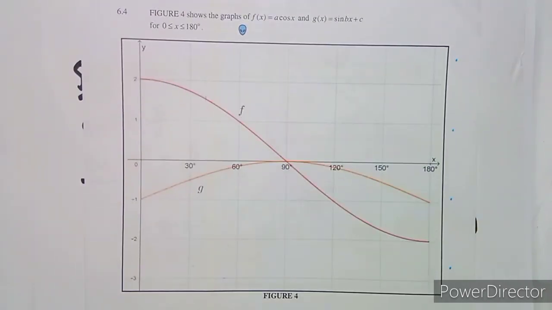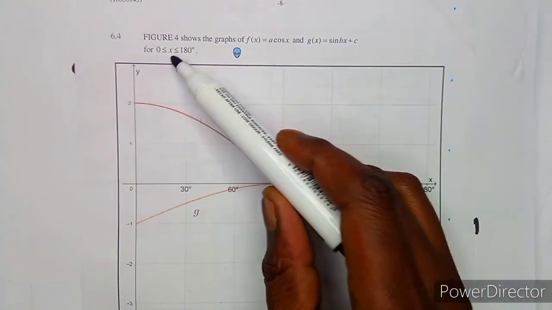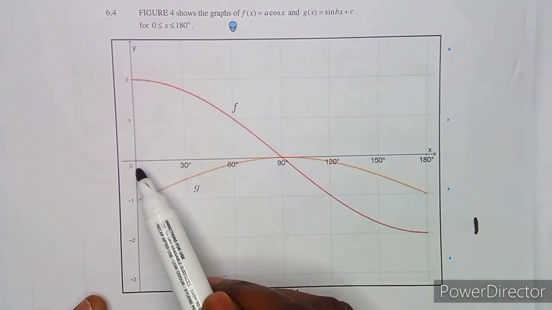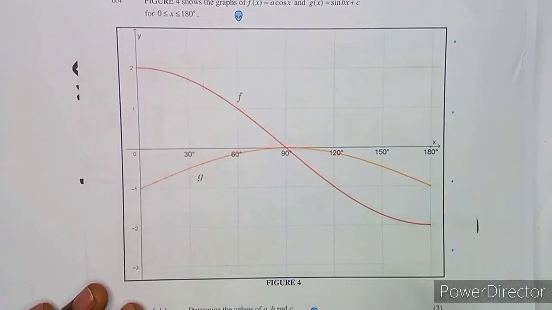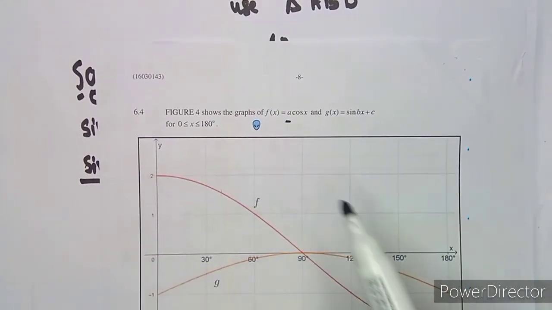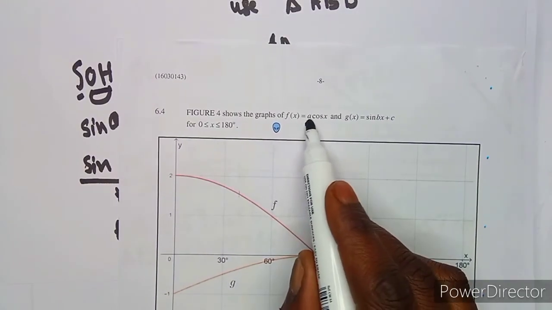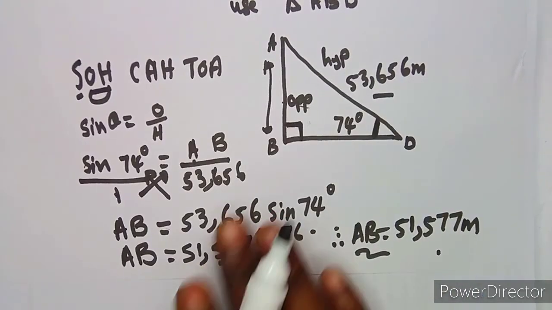Then on question 6.4, we are given a fig 4 which shows the graphs of f of x and g of x, on the interval from 0 to 180 degrees. And the question is to determine the values of a, b, and c. So as you can see, your a, your b, and c. Remember, a is the amplitude, which is the maximum value that we have on this graph.